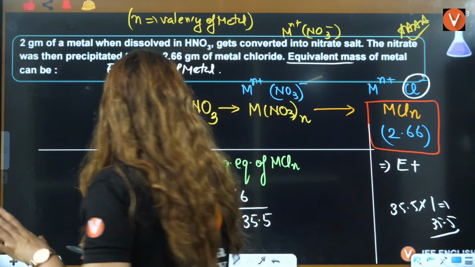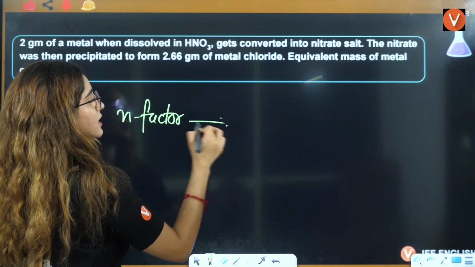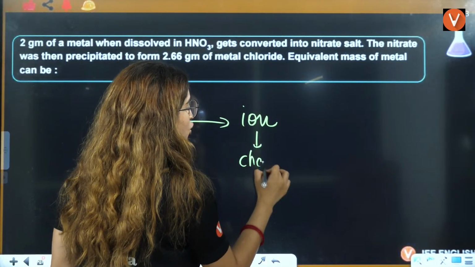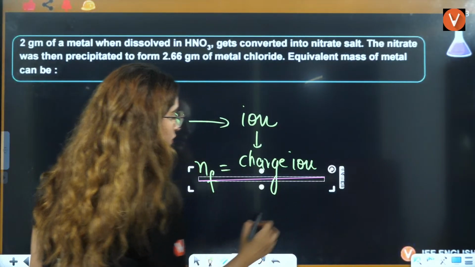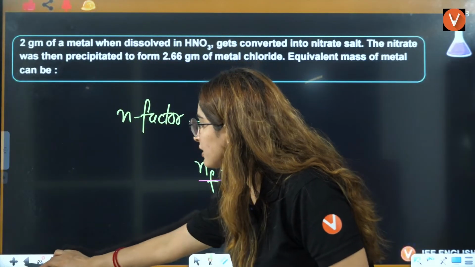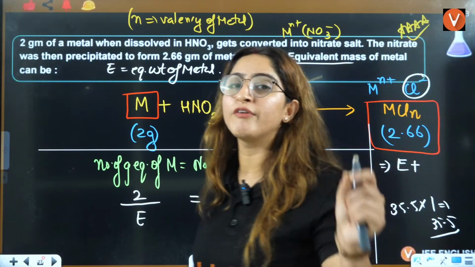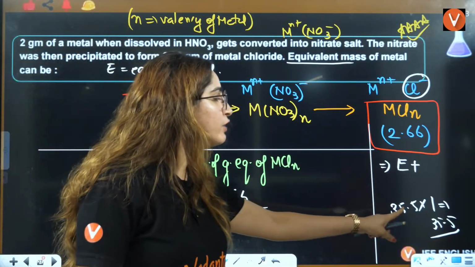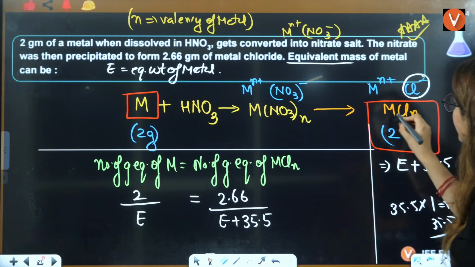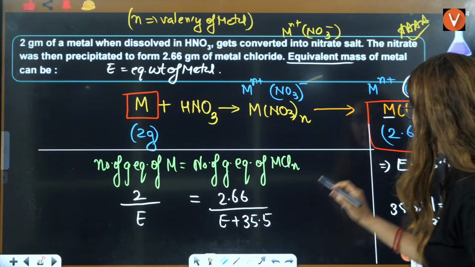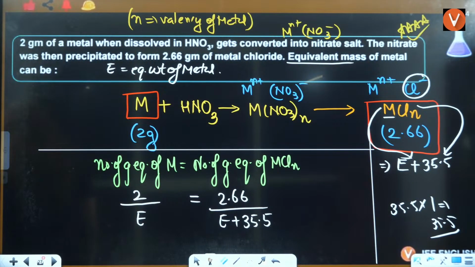But one thing you should be clear about: for those who don't even know what n factor is, I am writing this. N factor, if you have an ion, is equal to the charge on the ion. Till now I have only solved questions where ions are involved. In this case, chlorine is Cl negative, so the charge is 1. That's why the n factor for chlorine is 1. Molecular weight for chlorine is 35.5, so equivalent weight of chlorine will be 35.5. So you will put it here: E plus 35.5. E is the equivalent weight of this metal, and 35.5 is the equivalent weight of chlorine here.